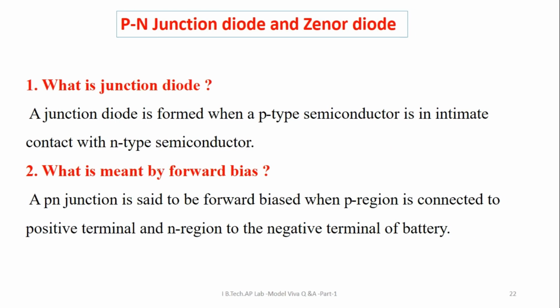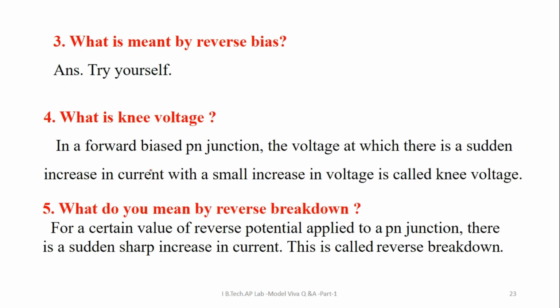Then we have the PN junction diode and the zener diode. So what is a junction diode? A junction diode is formed when a p-type semiconductor is in intimate contact with an n-type semiconductor. Then what is forward bias? What is reverse bias? When the positive terminal of the power source is connected to the positive terminal of the diode, that's what we call forward bias. If we reverse it, that's what we call reverse bias.